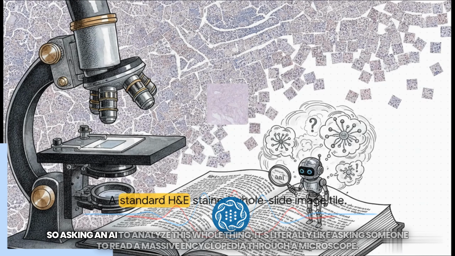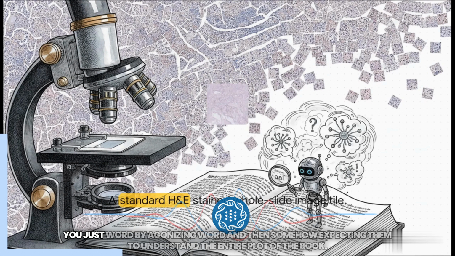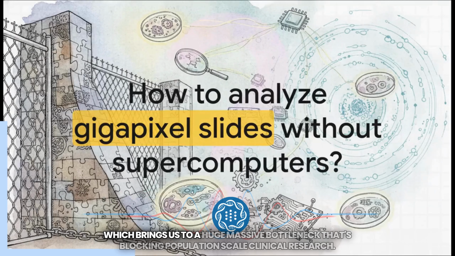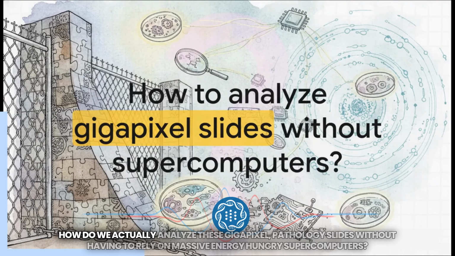So asking an AI to analyze this whole thing is literally like asking someone to read a massive encyclopedia through a microscope, just word by agonizing word, and then somehow expecting them to understand the entire plot of the book. It is computationally exhausting. Which brings us to a huge bottleneck that's blocking population-scale clinical research. How do we actually analyze these gigapixel pathology slides without having to rely on massive, energy-hungry supercomputers?